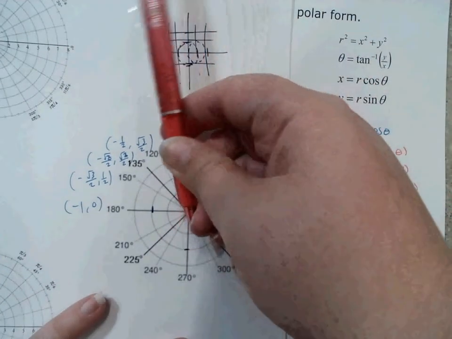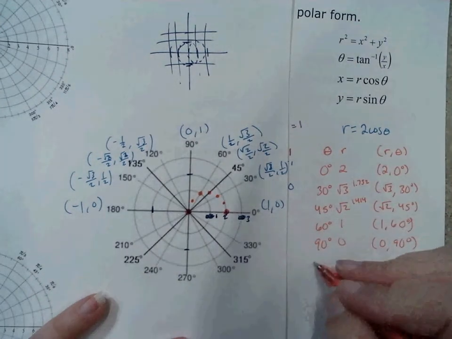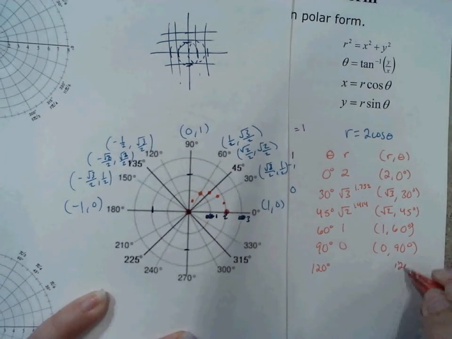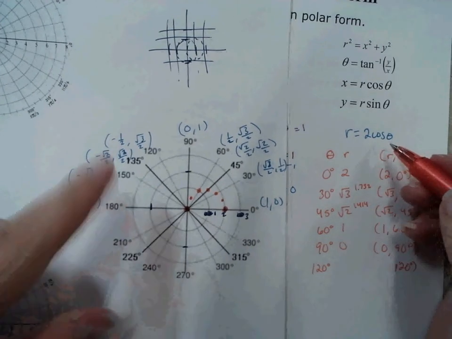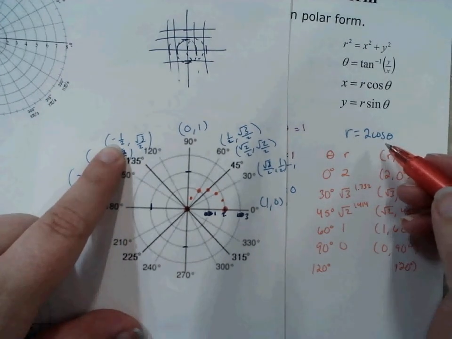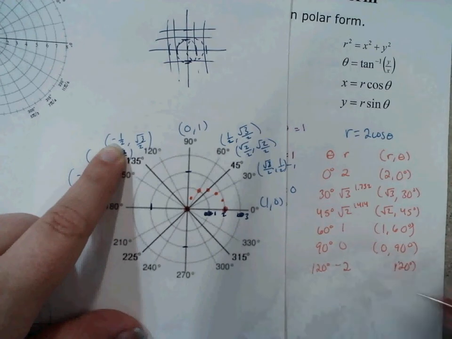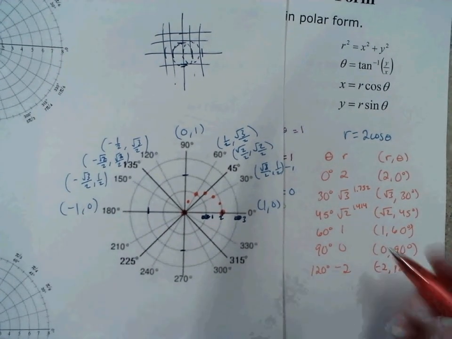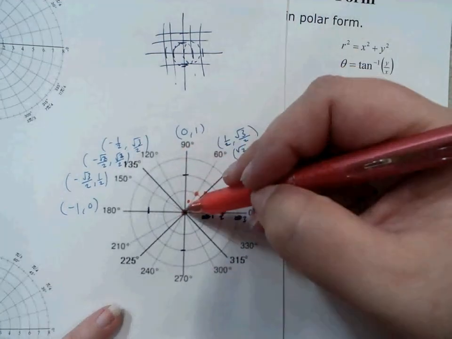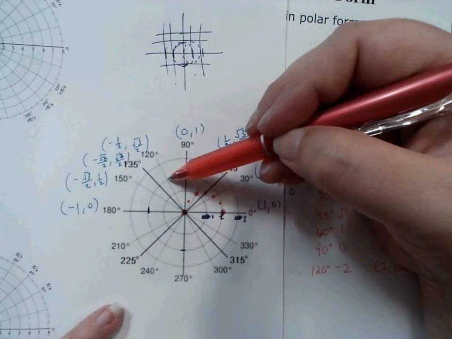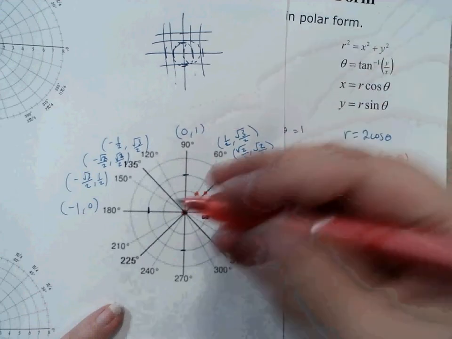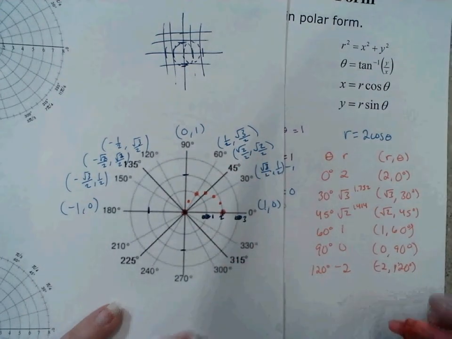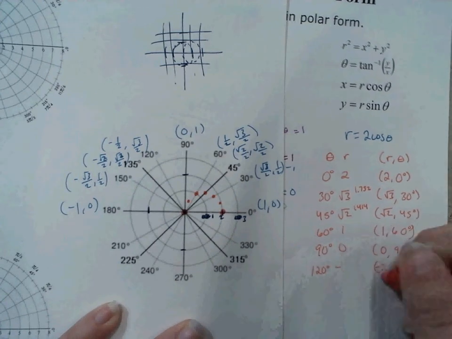Now I'm going to keep on rotating. I went to 90 degrees, now I need to go 120 degrees. Cosine of 120 degrees is negative 1/2, and negative 1/2 times 2 is negative 1. So the coordinate point is now negative 1, 120 degrees. I rotate 120 degrees, and my radius is negative, which means I pop over here.